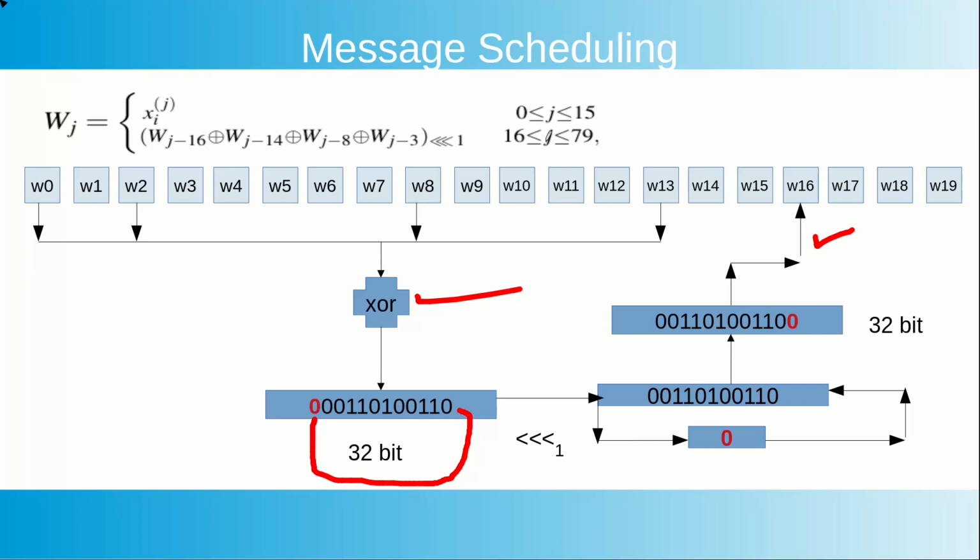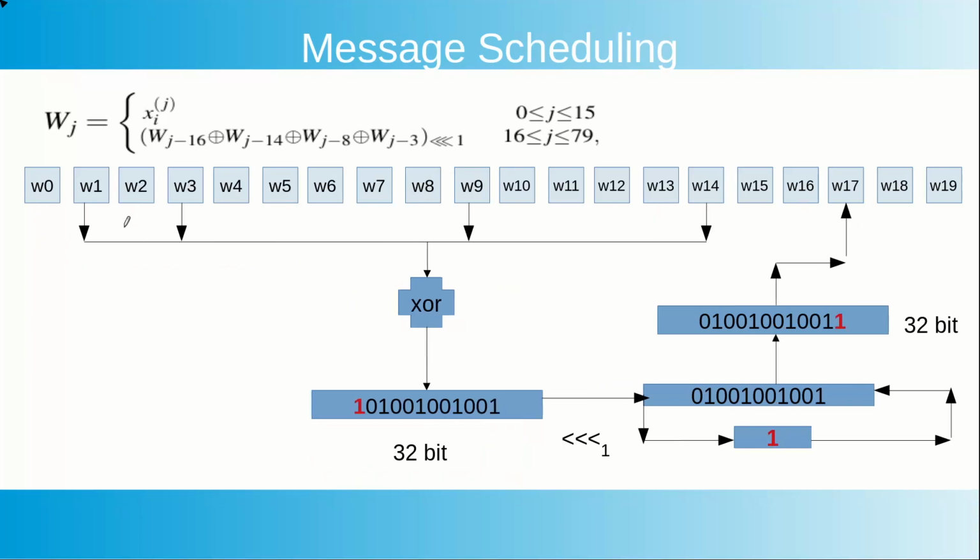Whenever j equals 17, we just need to shift this entire thing by one position. For example, to compute W17, j equals 17, so 17 minus 16 equals 1, and 17 minus 14 equals 3. In that way, just shifting the entire positions by 1 gives me the value of W17.